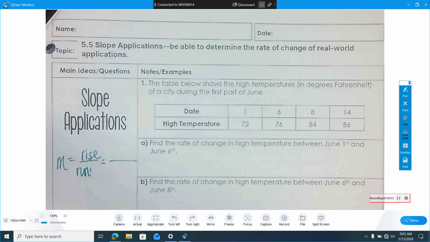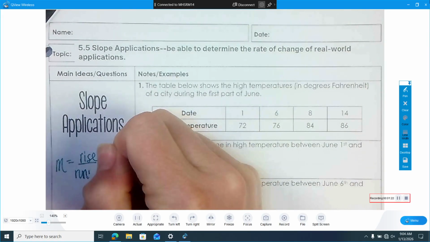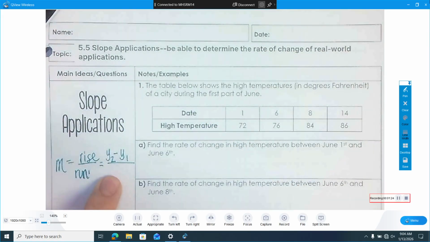The formula we had from yesterday was, what if we don't have a graph that's easy to count? What if the numbers are just too big? I can't count 100 little riser things, that's ridiculous. So we said, can't we just subtract the y? Because the y-axis is that vertical axis. So all we have to do is subtract the y, which was y2 minus y1.